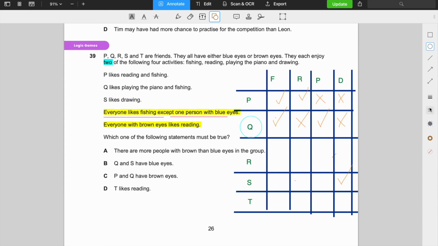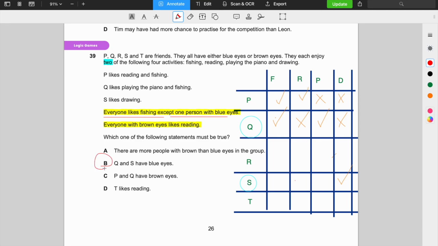Okay, and that's pretty much all we can gauge. We don't even know which activities S and T exactly like. Oh, sorry, we know that S doesn't like fishing, right? So S just likes reading or piano, right? That's all we have, and that's enough to answer this question.